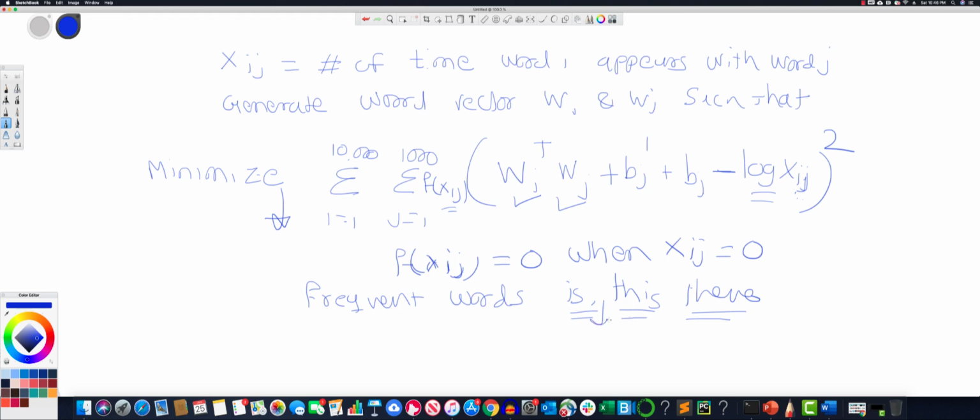Also, f of x_ij will be very small for the frequent word, and f of x_ij will be large for an infrequent word, right? So it gives more importance to infrequent words and reduces the importance of really very frequent words like is, this, the, and things like that. Okay, so this is our overall objective.